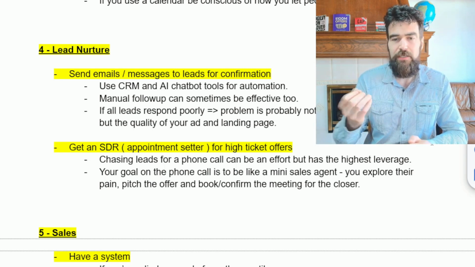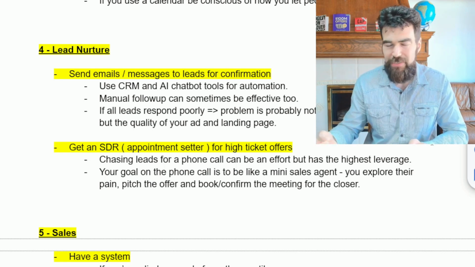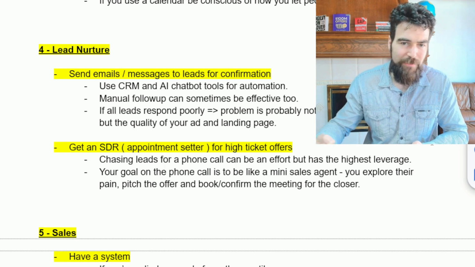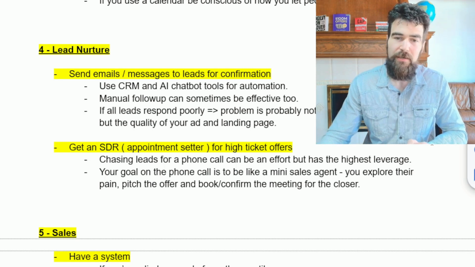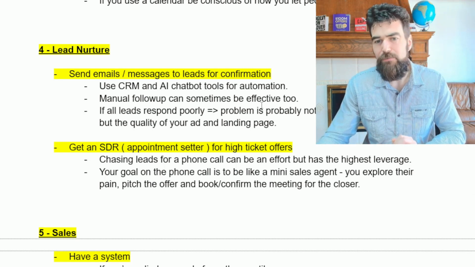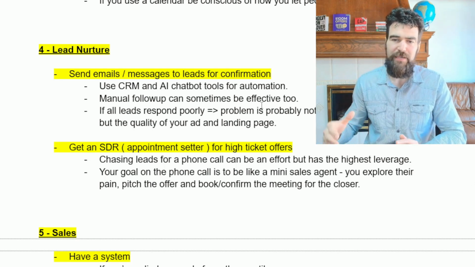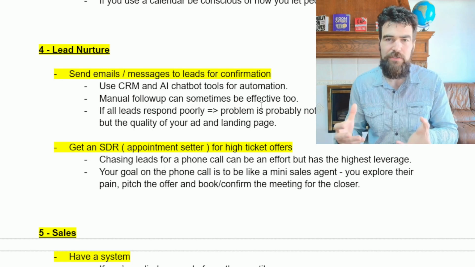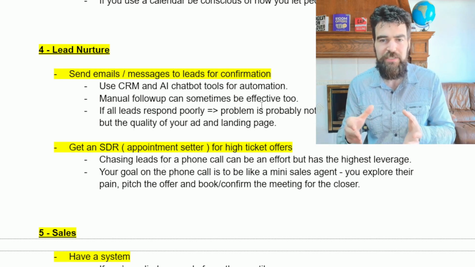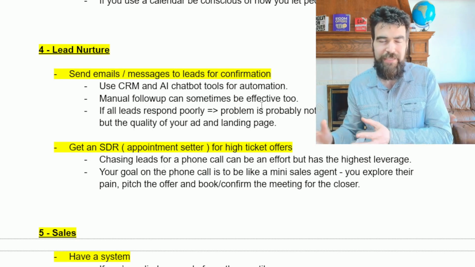But pay attention, you need a good process here. Don't pick any random system, pick a good system. That said, manual follow-up can sometimes be effective too, but you need to pay attention that you can manage your time effectively here.